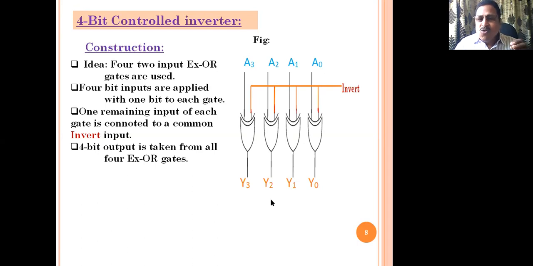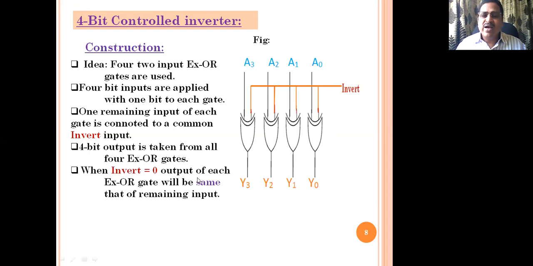The outputs will be either the same as the inputs A3, A2, A1, A0, or the inversion of them, that means A3 bar, A2 bar, A1 bar, A0 bar, depending upon this common control input called invert to all these 4 XOR gates. When invert equals 0, as we have discussed, if one of the inputs of an XOR gate, taken as a control input, is at logic 0, then each XOR gate will pass the remaining input to its output.